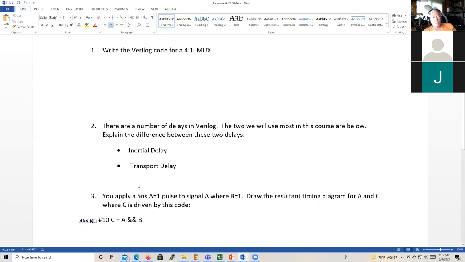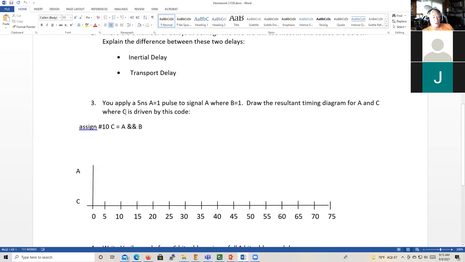The simulator will transmit glitches that are shorter than the transport delay, but the inertial delay will not. So the inertial delay does act as a bit of a glitch filter. Question three: you apply a 5 nanosecond 1 pulse to signal A, where B equals one. Draw the resultant timing diagram for A and C.